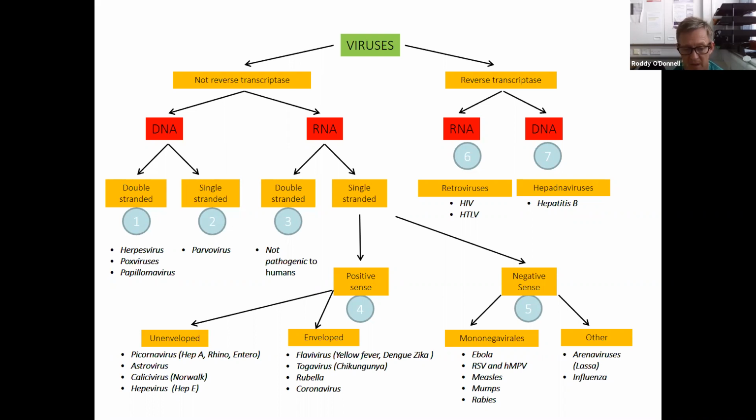So we've got things like hepatitis A, rhinovirus, enterovirus in unenveloped, positive sense single-stranded RNA viruses that are not associated with reverse transcriptase. And then we've got RSV, which is a single-stranded negative sense RNA virus, part of what are known as the mononegavirales. So there you go, nega as in negative sense, mono as in single-stranded viruses. Yeah, so we can subcategorize them. You can see roughly where the viruses that we're going to be talking about fit.